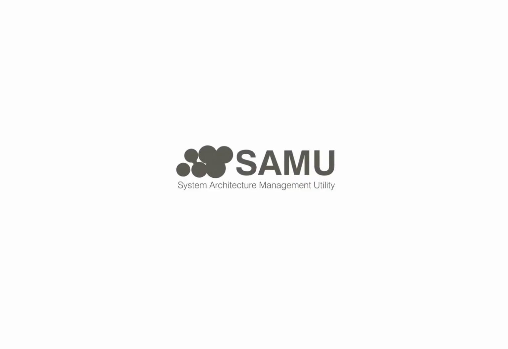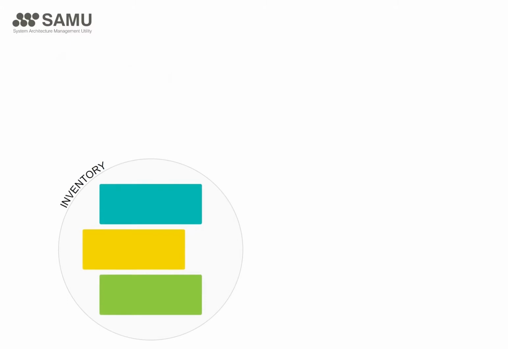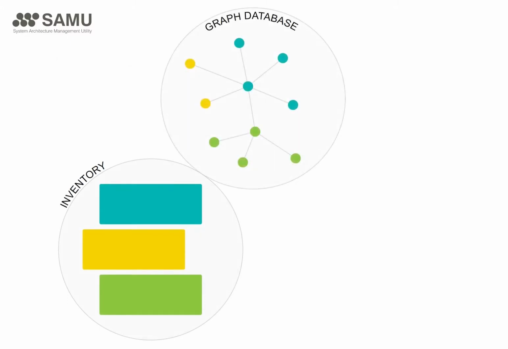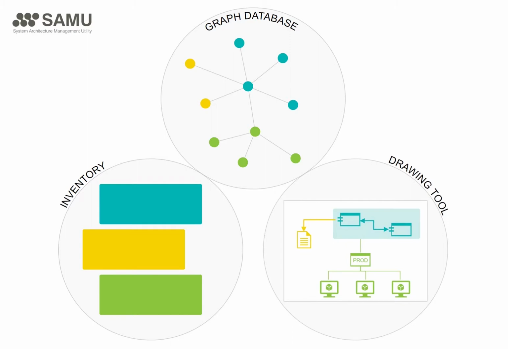SAMU EA Repository is a combination of three types of tools. First, it works as an inventory. Second, it works as a graph database, which is focusing not only on the data, but the relationships between the data. Third, it works as a drawing tool, where you can present meaningful diagrams to users.